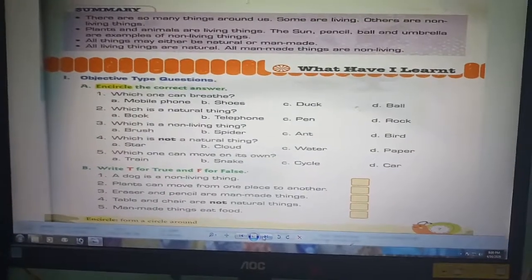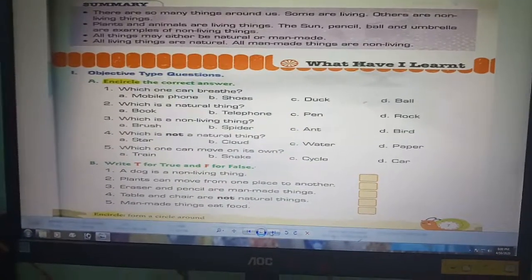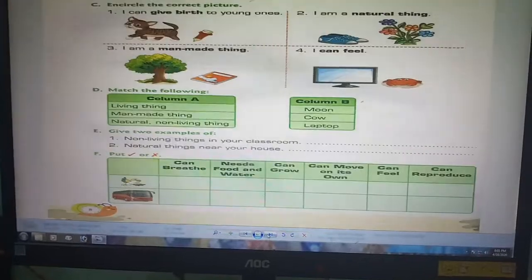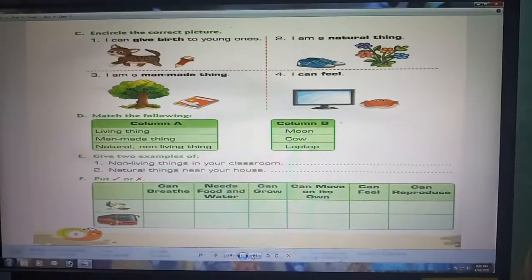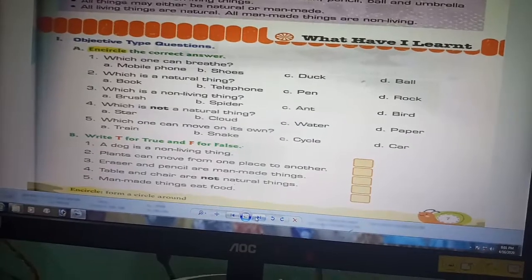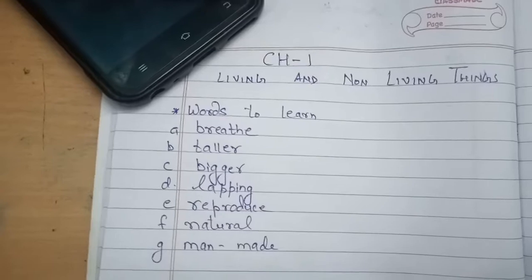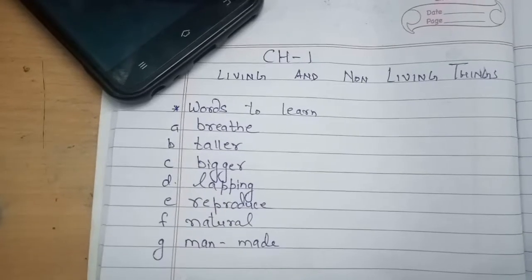So, let's start. In this chapter, children, there are only objective type questions. So, we will start. Okay. So, here we are going to start with chapter 1.